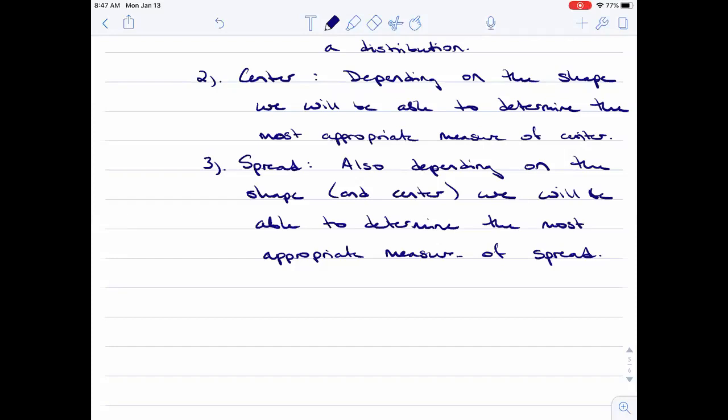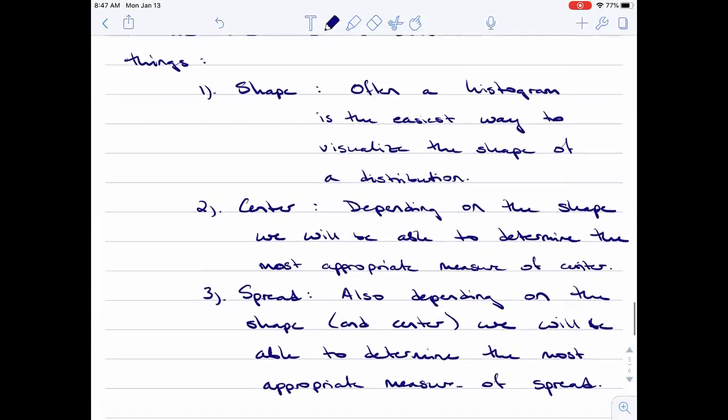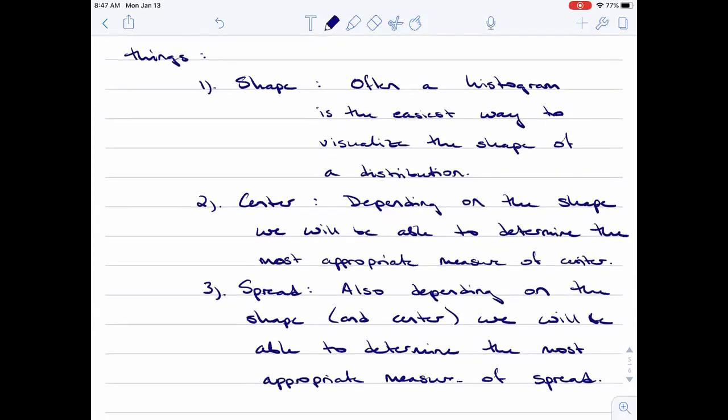So these are the three things that we need to keep in mind, because we need all three of these in order to completely summarize a numerical variable. So first, let's talk about the shape, and then we'll talk about the centers, and then we'll talk about the spreads. We'll tie it all together.